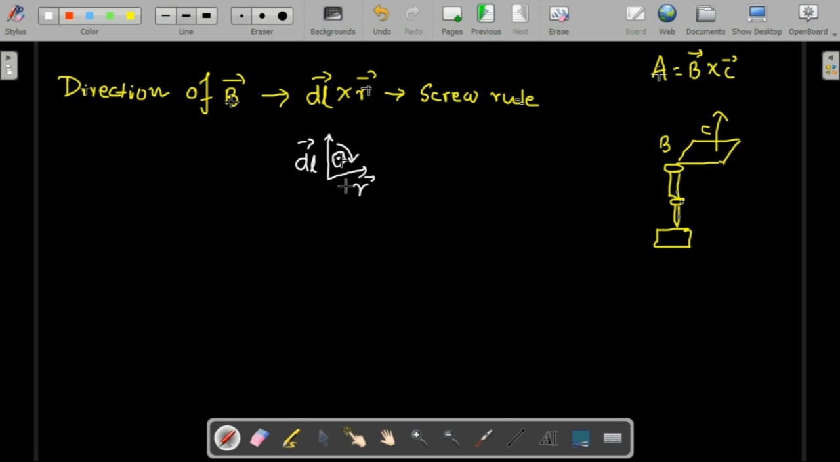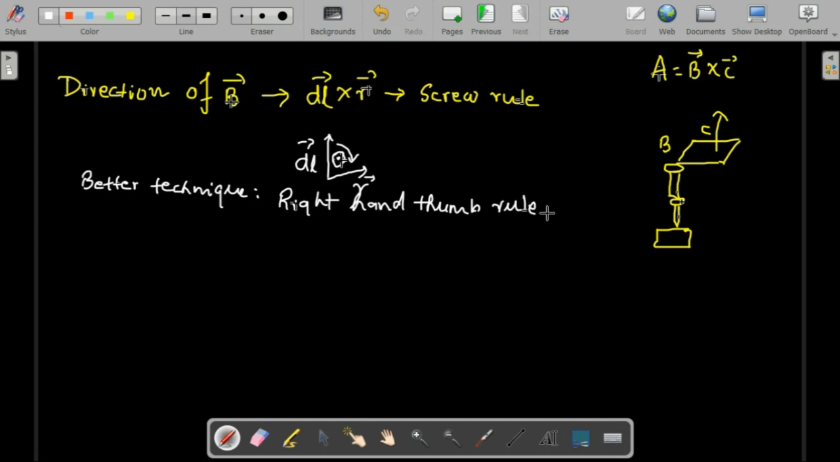But there is a better technique to do it, and you'll see that most of the books use it, and it is much simpler. The better technique is the right hand thumb rule. It says that you use the thumb of your right hand, and that will give you the direction of the magnetic field.